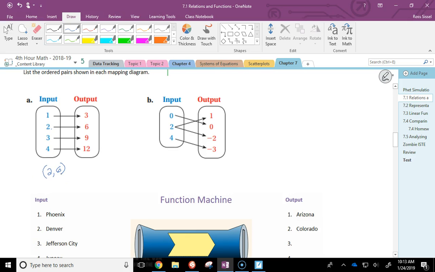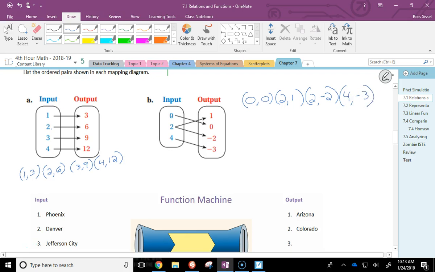The next one we would see 3, 9, 4, 12, and 1, 3. Okay? We want to put them in order as much as we can. How about on B? 0, 0. Okay, so I see 0 to 0. Hold on, let's get this down. 0, 0. 2, 1. 2 goes to 1. 2 to negative 2. 4 to negative 3.